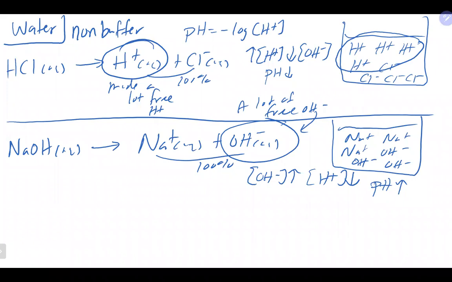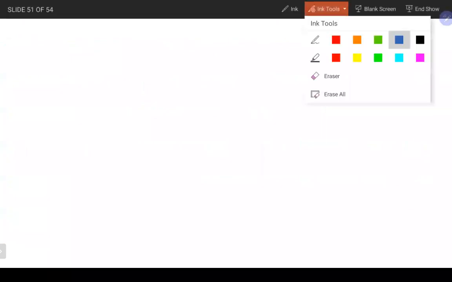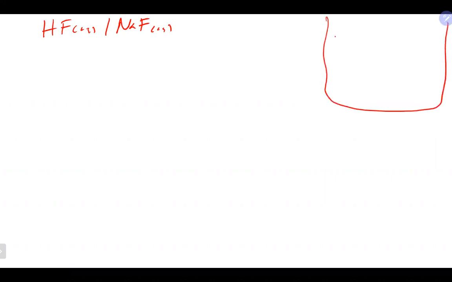So let's see, if we take these exact two acids and bases and add them to a buffer, and we'll use our buffer here of hydrofluoric acid and sodium fluoride. So now in this beaker, we have the HF floating around. We have our H plus that's there to start with, and we have our F minus floating around. So once again, we have the acid part of the buffer and we have the base part of the buffer actually in the solution to begin with.